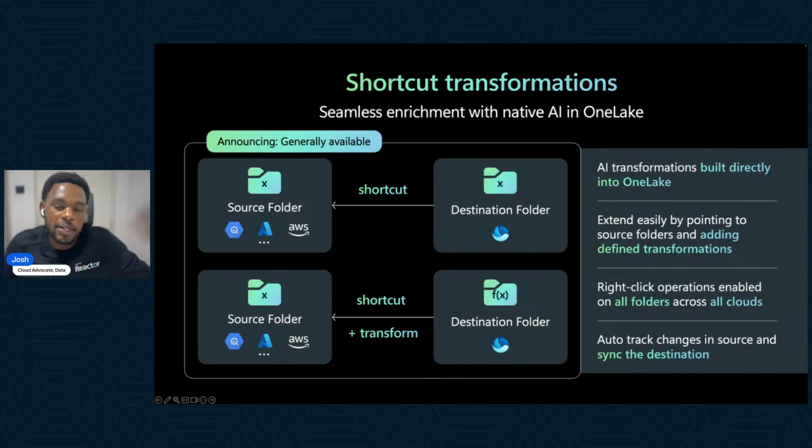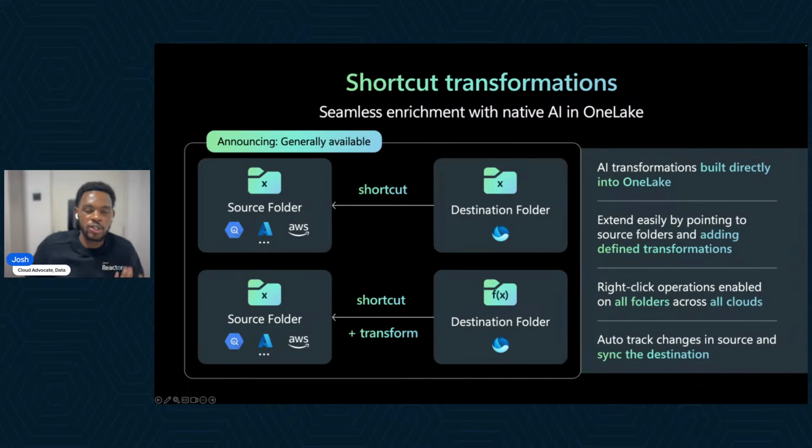But we also take this a step further beyond just doing shortcuts. When we announced shortcuts a while back, it was just creating a shortcut to your source, and then that is virtualized inside of OneLake. But we thought maybe we can go a step further with that. And here come shortcut transformations. What shortcut transformations allow you to do is transformation on top of your data as you're bringing it into OneLake.